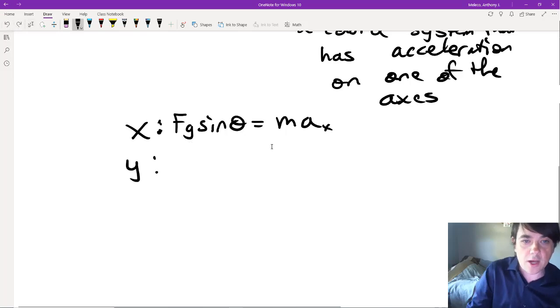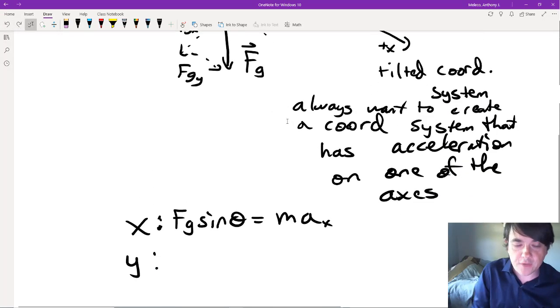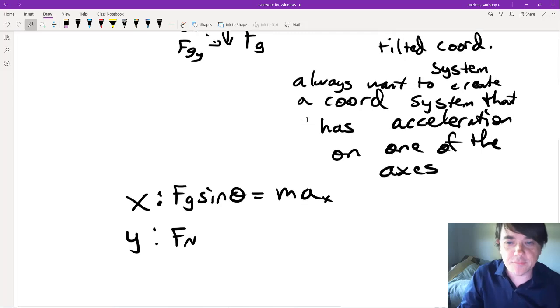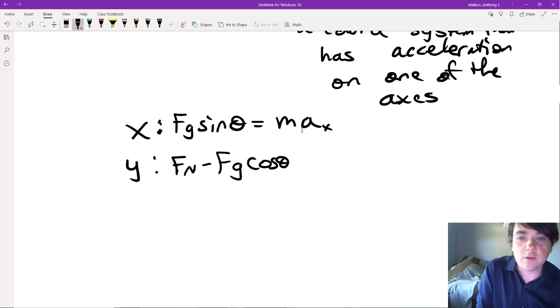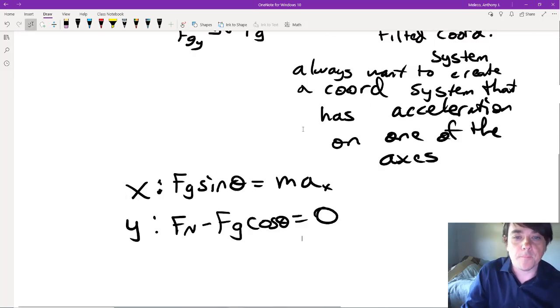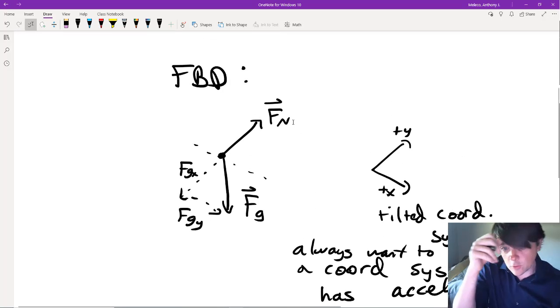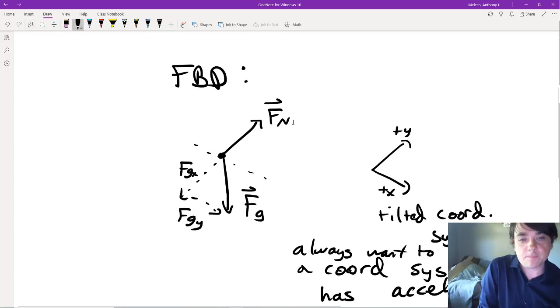In the y direction, we've got the normal force. That's fully in the y. And now, remember what I said before: if you have one component of a force in one direction, you must have the other component in your other equation. So we already have sine, so we must have cosine in the y. And so it's going to be negative, okay?